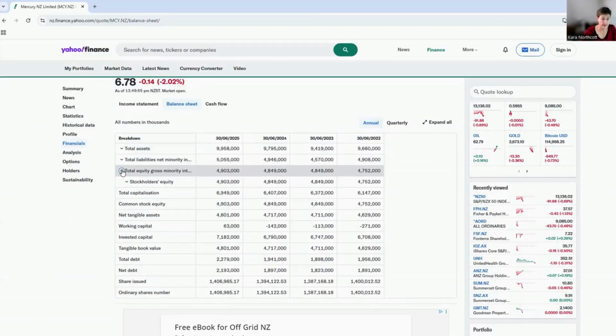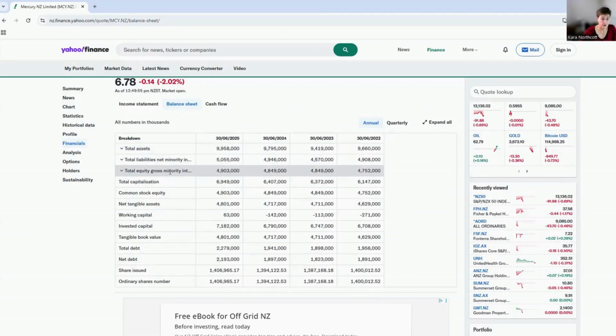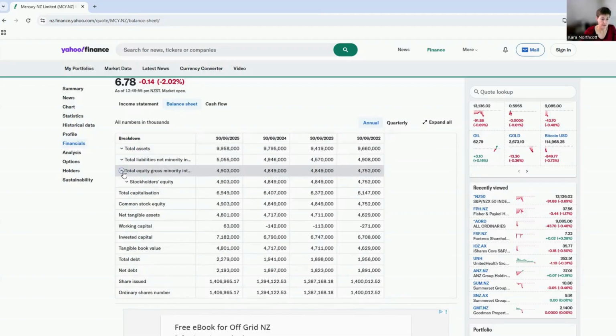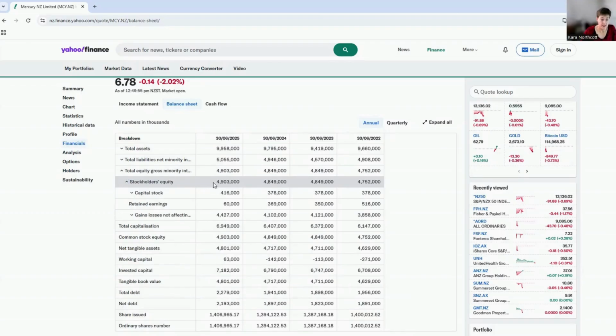Now, under this, if we click on the total equity, gross minority interest, click on that little drop-down box, it brings you the shareholders' equity. So we take that figure, which is $4,903,000, and we divide it by our net income. And then again, we times that figure by 100. And in this example, it gives us 0.02%.